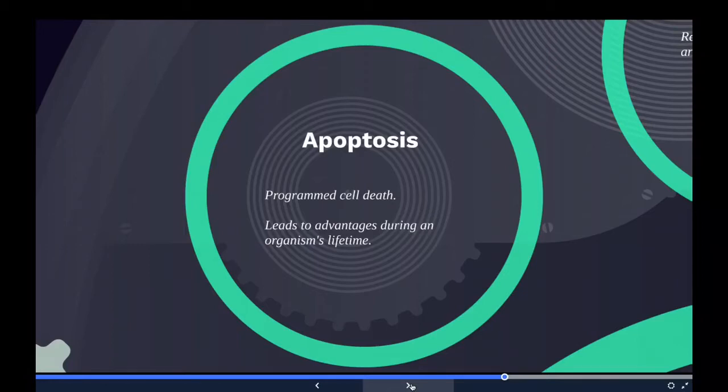It is estimated that between 50 and 70 billion cells die each day due to apoptosis in the average human adult. In contrast to necrosis, which is a form of traumatic cell death that results from acute cellular injury, apoptosis is a highly regulated and controlled process that leads to advantages during an organism's life cycle.